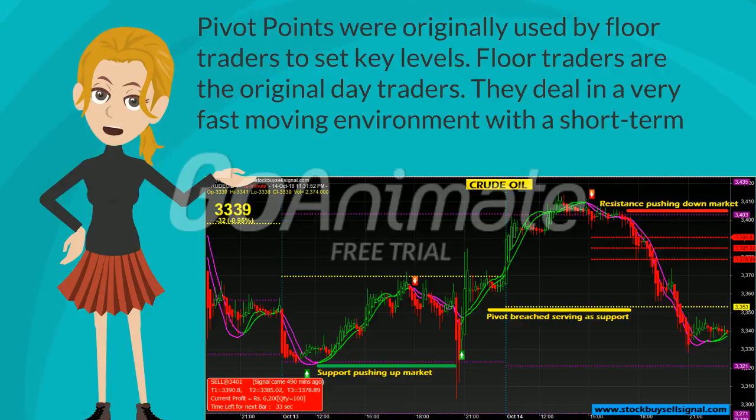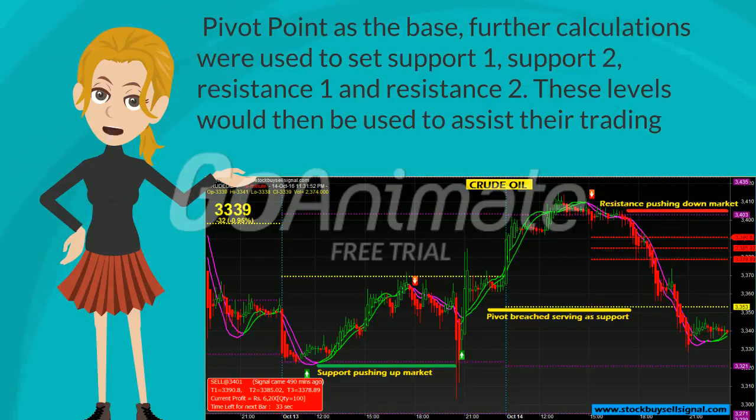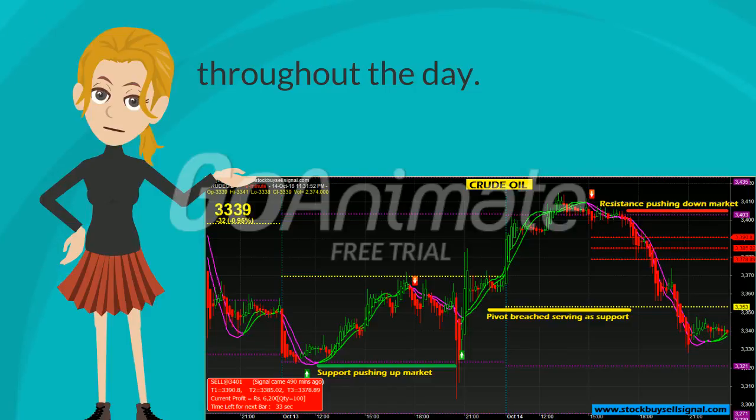Pivot points were originally used by floor traders to set key levels. Floor traders are the original day traders. They deal in a very fast-moving environment with a short-term focus. At the beginning of the trading day, floor traders would look at the previous day's high, low and close to calculate a pivot point for the current trading day. With this pivot point as the base, further calculations were used to set support 1, support 2, resistance 1 and resistance 2. These levels would then be used to assist their trading throughout the day.